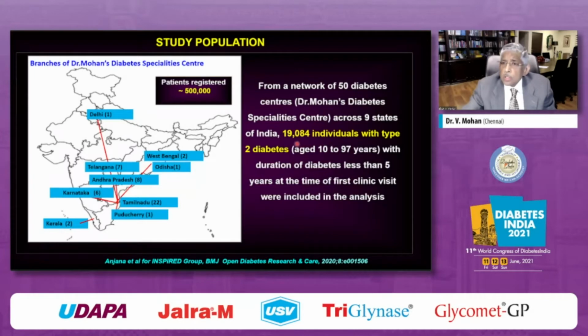So 19,000 to be exact, with otherwise the same criteria, but from across India to make it as representative as possible. However, I must say that this is from our own private clinics, and therefore it may not be totally representative of the population, but that's where we have to start. We had all the data in our electronic record, so we went ahead and we did it.